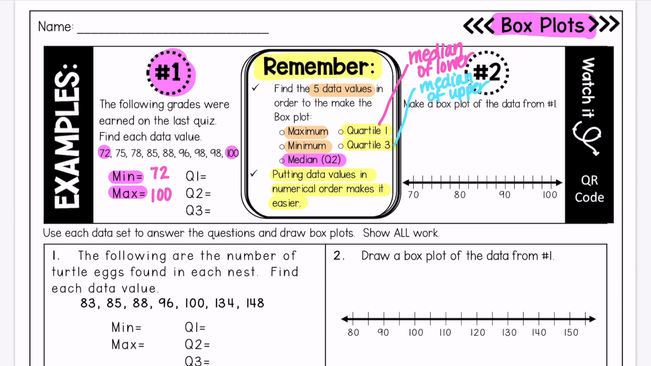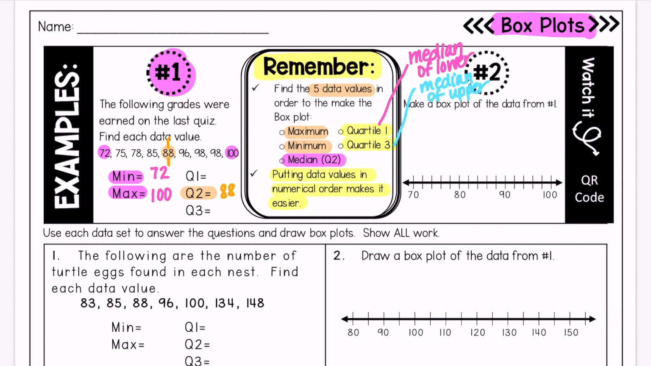Quartile 2 is the next number that you want to find, and quartile 2 is your median. So right now we have 9 quiz grades. The middle would be your 5th one. 1, 2, 3, 4, 5 would be this one right in the middle. So 88 is my Q2 or my median. That breaks your data right in half.